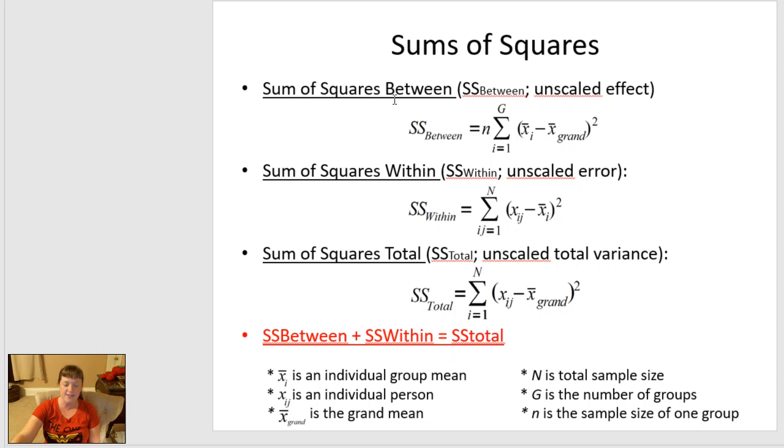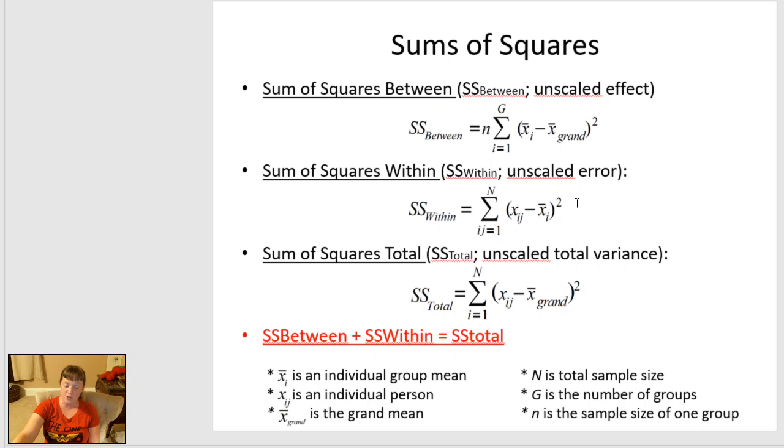So this is the sums of squares between, where as a last step, after you subtract the grand mean from the subgroup average, you're going to square those, then you're going to add those up, then you're going to multiply the whole thing by baby n, which is your individual group sample size, where we are going to assume that all the groups have the exact same number of people in them. That will give you your sums of squares between.